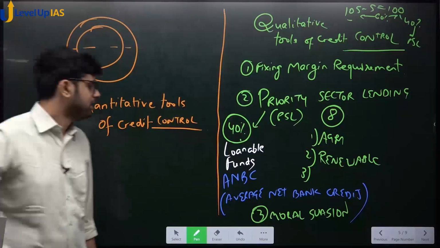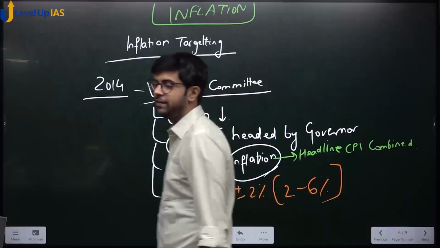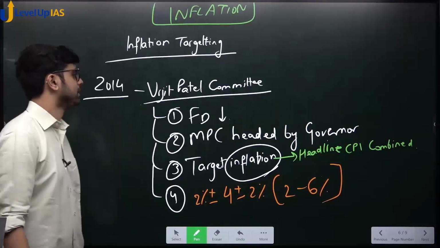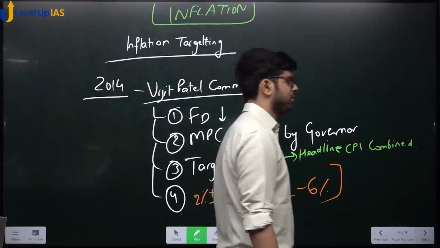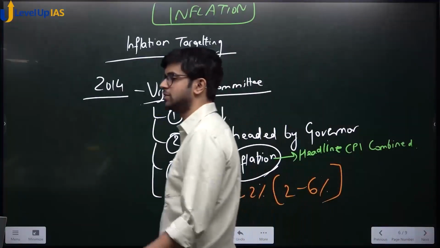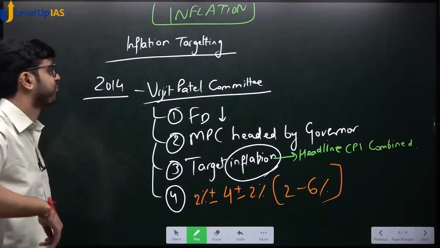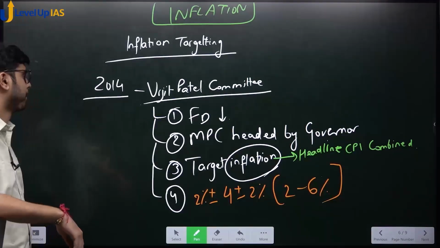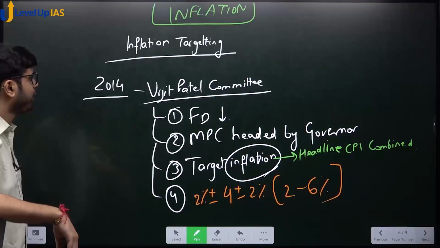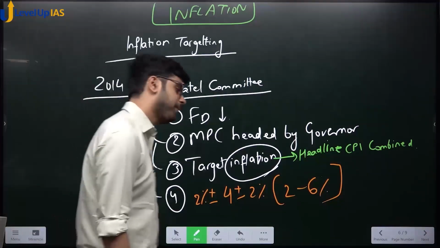Okay? I'll change the screen. Inflation targeting, very, very, very important. Urjit Patel Committee recommendations. Once you have read the Monetary Policy Committee minutes, you don't have to do anything else because you know all the functions. Urjit Patel Committee, 2014. First recommendation: fiscal deficit should be kept at a minimum.